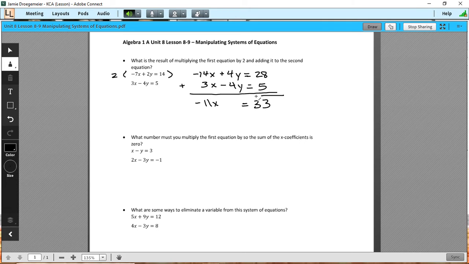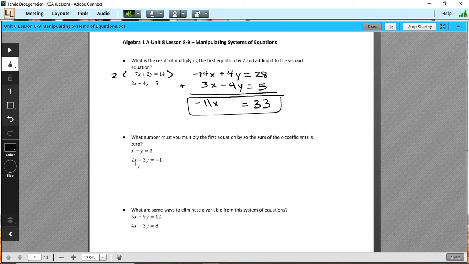And so when I add those two equations together after that multiplication by 2 that I did, I get negative 11x equals 33. Well, notice that by multiplying that first equation by 2, that allowed us to zero out one of those variables. And so that's going to be something that will be helpful as we look to this going forward. So the next one we have here asks, what number must you multiply the first equation by so that the sum of the x coefficients is 0?